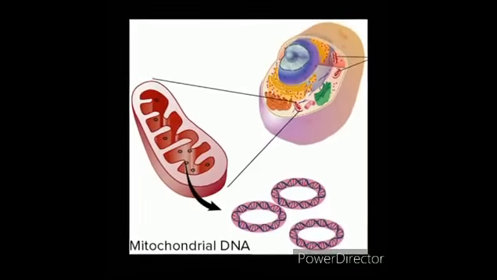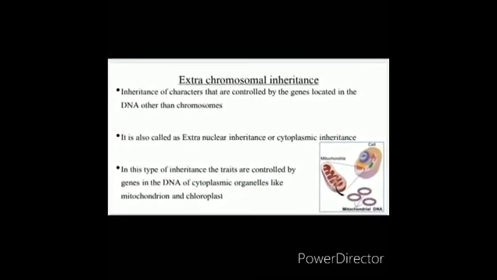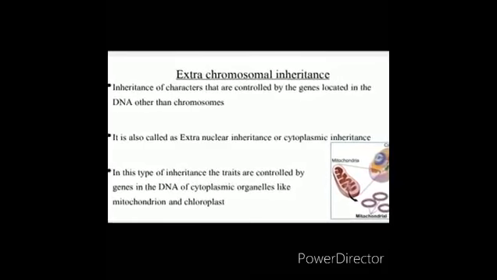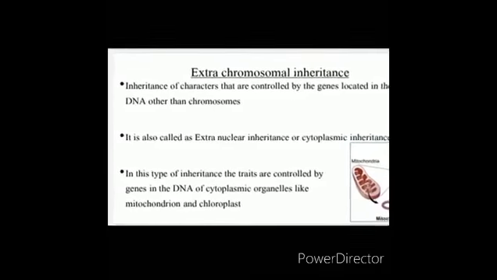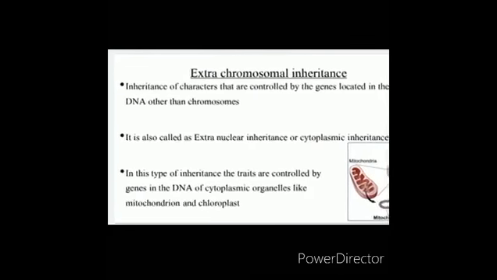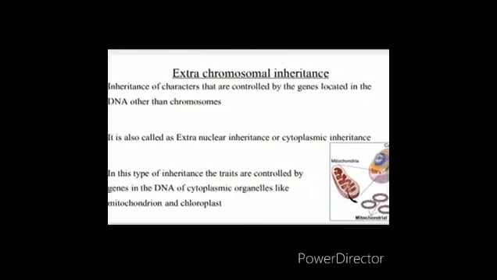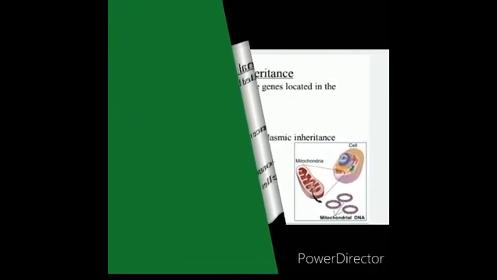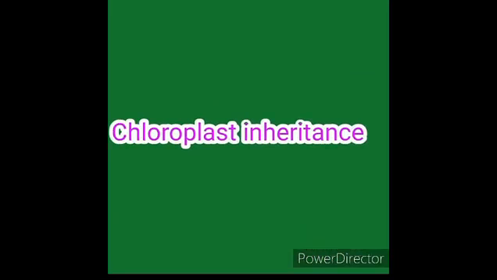Extra chromosomal inheritance: inheritance of characters controlled by the genes located in the DNA other than nuclear chromosomes is called extra chromosomal inheritance. It is otherwise known as extranuclear inheritance or cytoplasmic inheritance. In this type of inheritance, the traits are controlled by genes in the DNA of cytoplasmic organelles like mitochondria and chloroplast. Next, we shall see chloroplast inheritance.